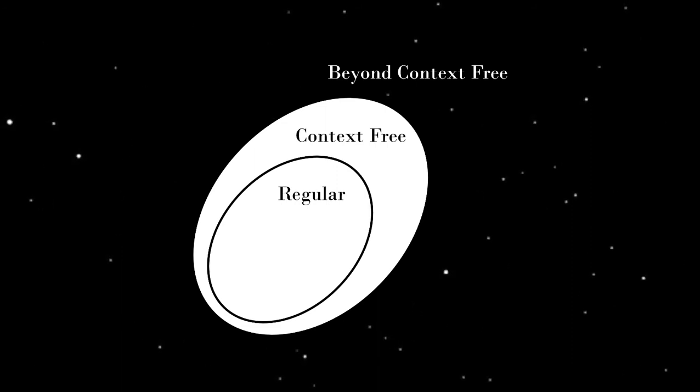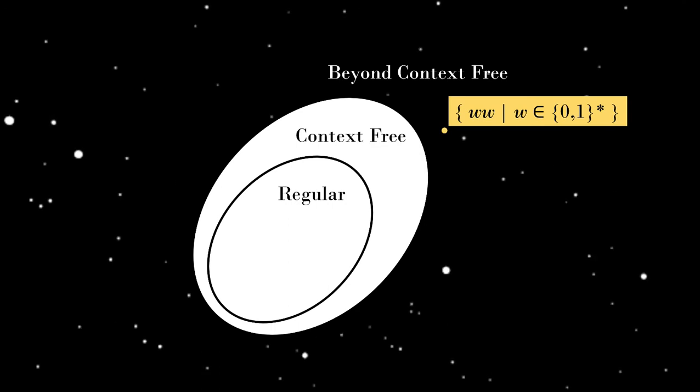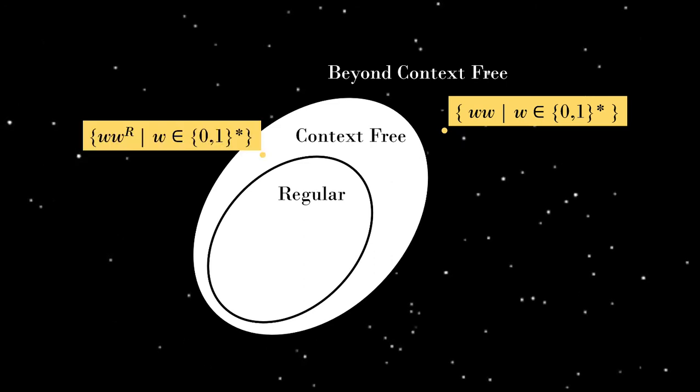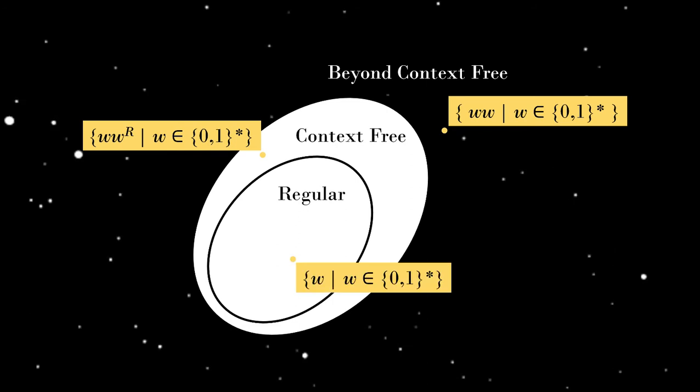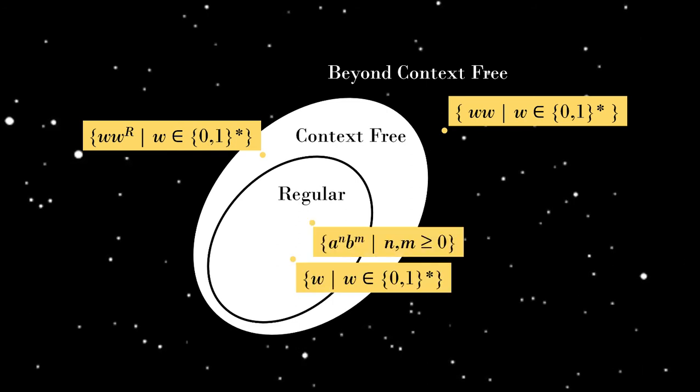But there are some beyond context-free languages that are not context-free, such as the so-called copy language we saw in the previous video. And then there are some context-free languages that are not regular, such as the so-called mirror language of palindromes. For the sake of symmetry, let us include a similar example of a regular language, the so-called star language. Here's another set of languages that illustrate this hierarchy.